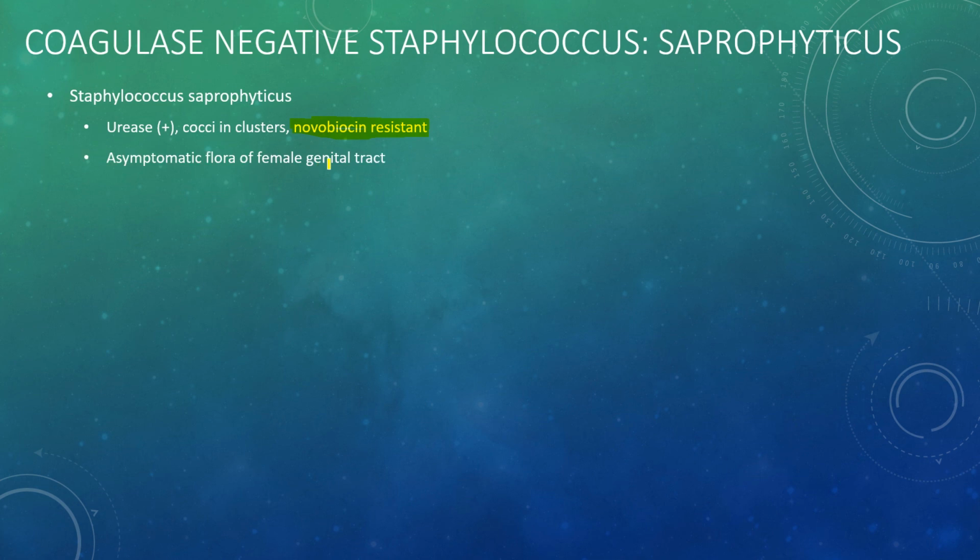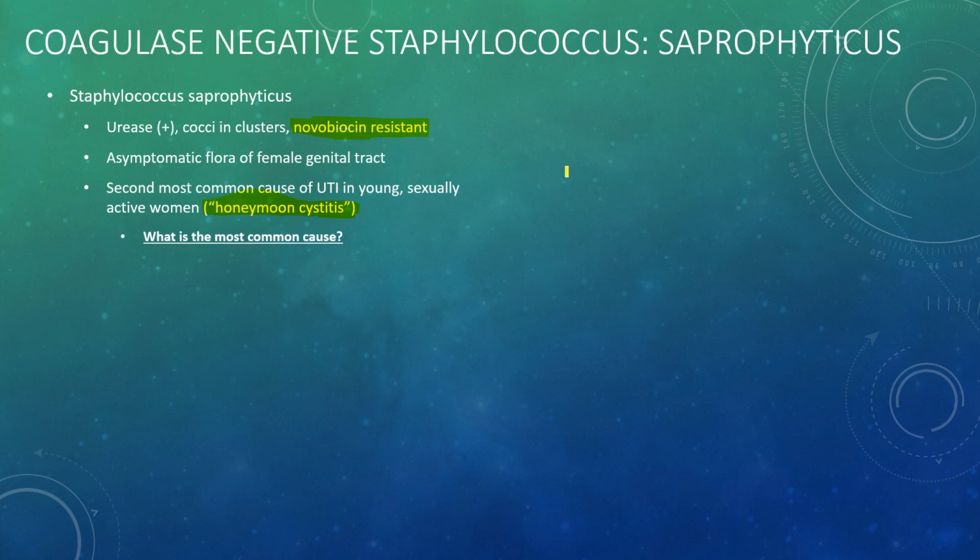It's an asymptomatic flora of the female genital tract, so it's commonly found within female genitalia. And it's the second most common cause of UTI in young sexually active women. So commonly after a honeymoon, if a patient has a UTI or after having sex for the first time, you should consider Saprophyticus. But is it the most common cause? No. Remember, E. coli is the most common cause of UTIs in any population. But this one's a close second in sexually active young women.